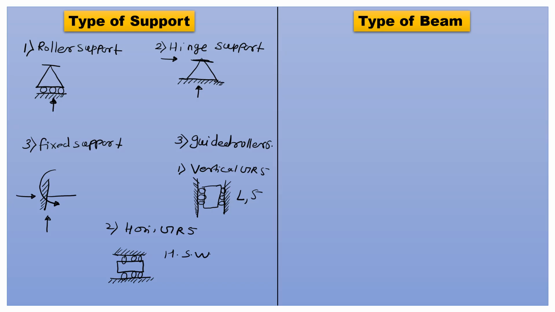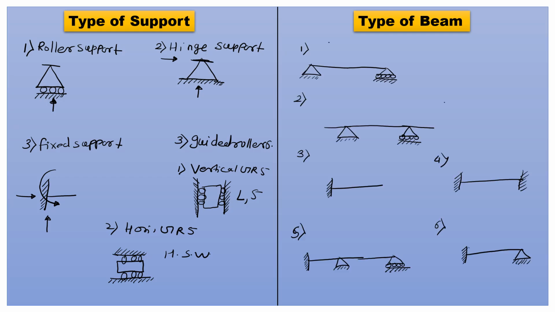Then next, types of beam. There are 6 types of beam. The first one is the simply supported beam. The simply supported beam has a roller support and a hinge support. On one side there is a hinge support, and on the other side there is a roller support.